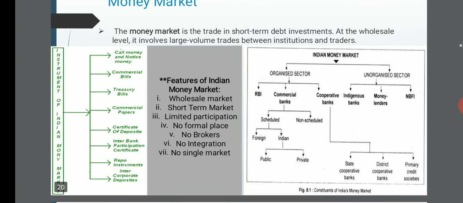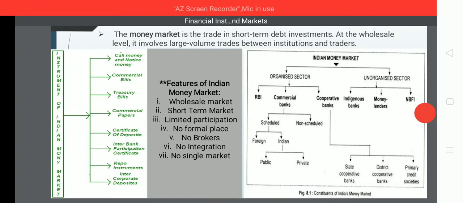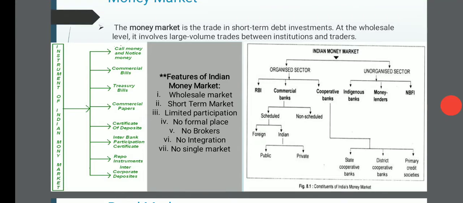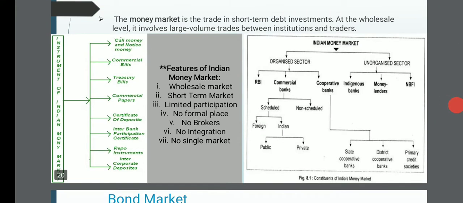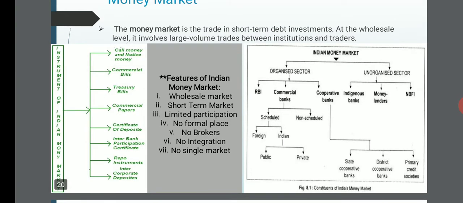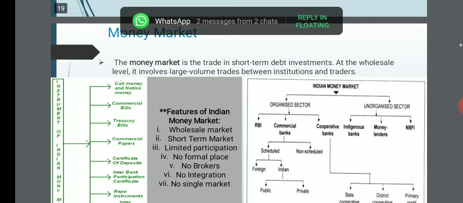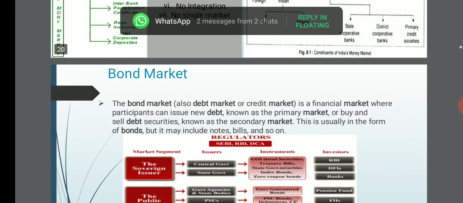Commercial banks can be classified into scheduled and non-scheduled banks. Scheduled banks are foreign banks and Indian banks. Then Indian banks are divided into public banks and private sector banks. Cooperative banks are divided into three levels, that is state cooperative bank, district cooperative bank, and primary credit societies. So these are the elements of Indian money market.